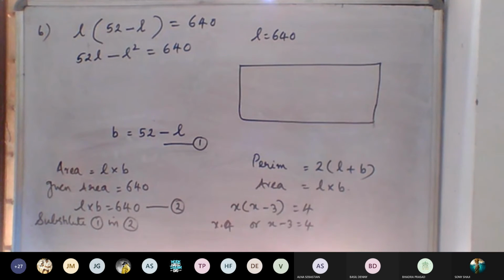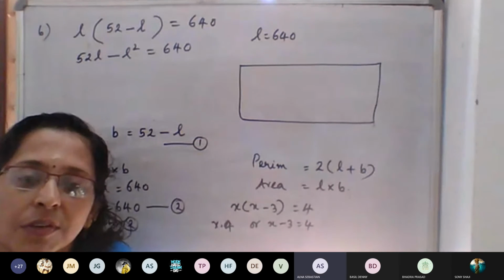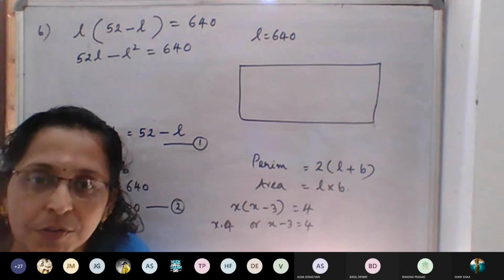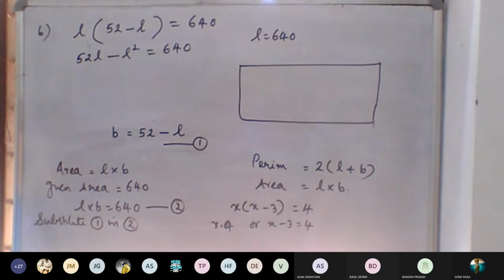We have to form the quadratic equation. We should get a correct value for L. Don't say either L is equal to 640 or L is equal to 52 minus L. Don't say two values. The length should be correct. Sometimes this will be the length or sometimes that, we can't say like that. We have to form the quadratic equation and solve. Only at the end, after factorizing, can we write like that.